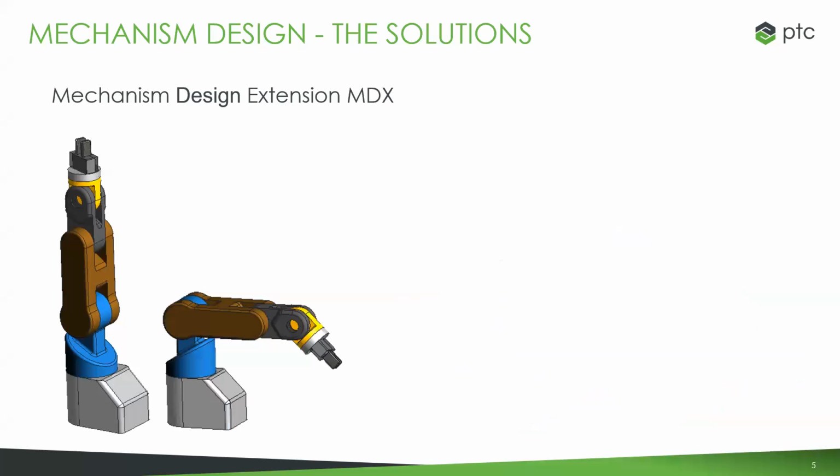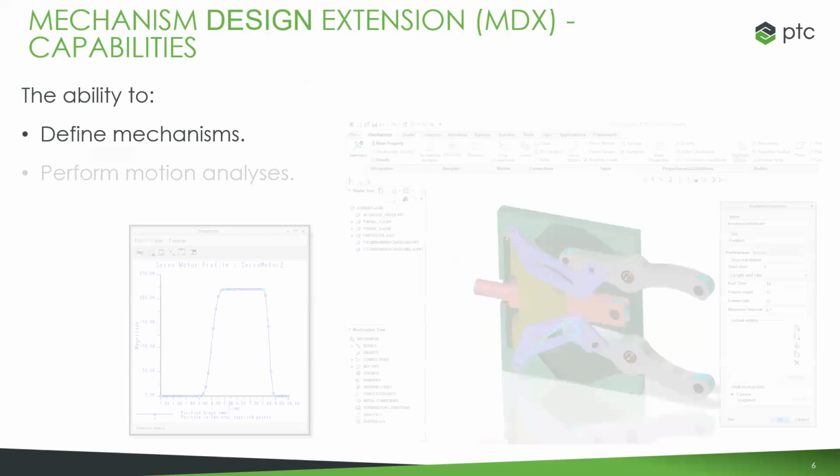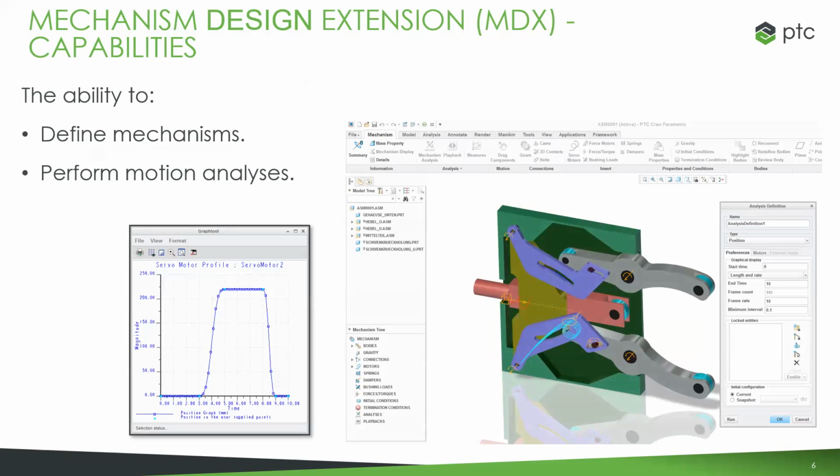So let's go ahead and start into talking about mechanism design here. First and foremost, looking at the ability to define your mechanisms. So not just putting things on top of one another, but defining how they're going to work in the real world. Using things like pins, sliders, ball joints gives you the ability to build out components for these types of specific functions. And once you have these components put together into a mechanism, then you can run analyses.